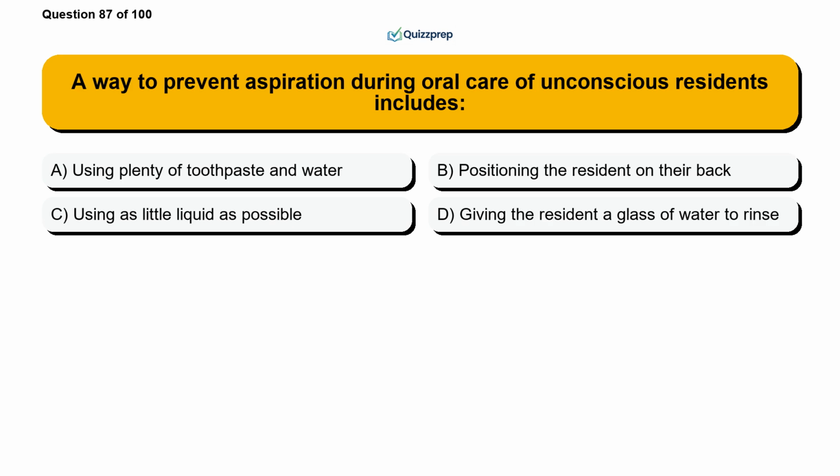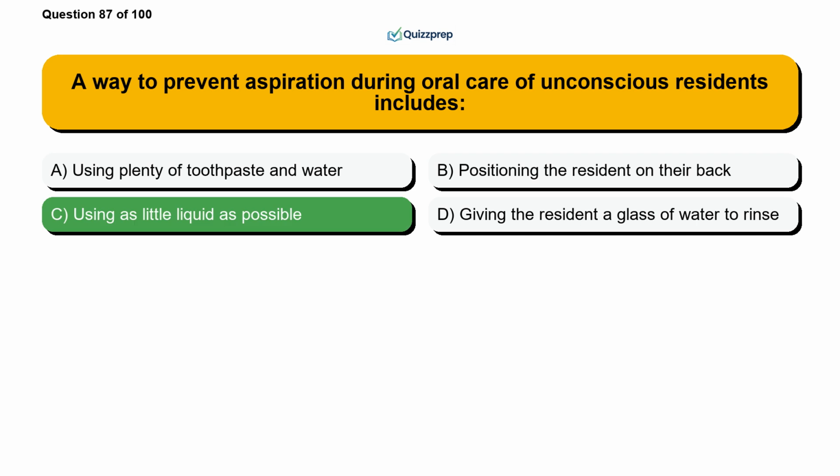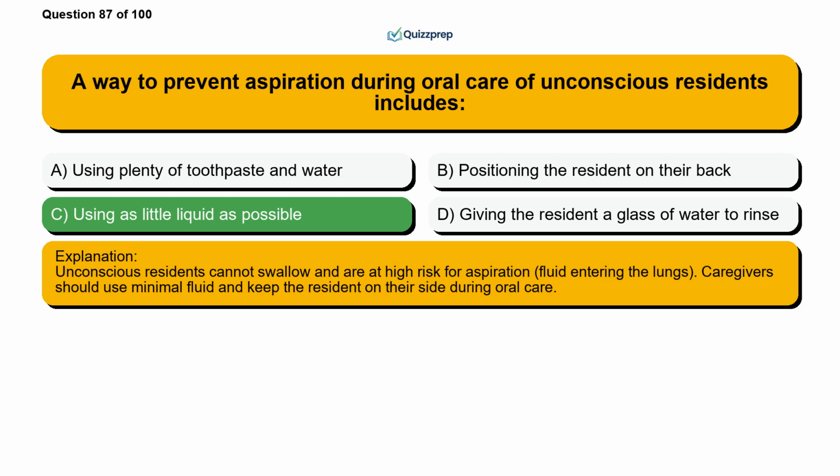Question 87. A way to prevent aspiration during oral care of unconscious residents includes: option A, using plenty of toothpaste and water. Option B, positioning the resident on their back. Option C, using as little liquid as possible. Option D, giving the resident a glass of water to rinse. The correct answer is option C, using as little liquid as possible. Unconscious residents cannot swallow and are at high risk for aspiration, fluid entering the lungs. Caregivers should use minimal fluid and keep the resident on their side during oral care.